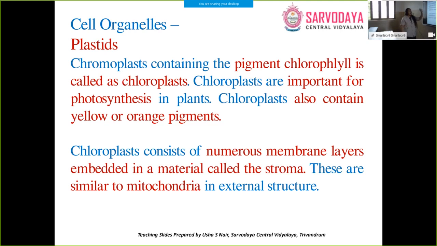So I hope you understood this. I spoke about chromoplast and the color pigments, and the leucoplast, the white or colorless plastids. The chromoplasts contain the pigment chlorophyll. We have learned about plastids which contain the pigment chlorophyll. Chloroplasts are important for photosynthesis in plants. I just gave you a brief, and that's more than enough about the structure of chloroplast. Whichever points are given will also be given in the notes. You don't have to worry, but please read the text. And I've said that these are similar to mitochondria in external structure.